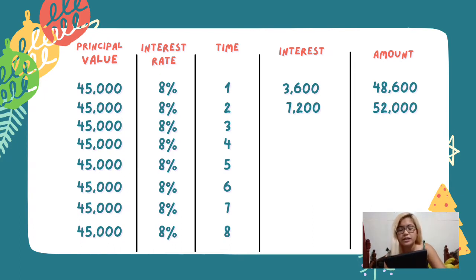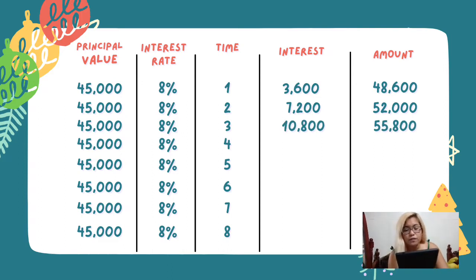For the third year, same process. 3,600 times 3 because it is already the third year. So we will get the interest of 10,800. So 45,000 pesos, the principal value, plus 10,800 will equal 55,800 pesos, the amount in the third year.